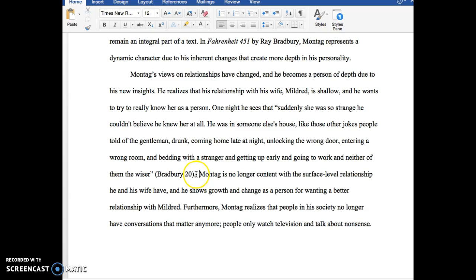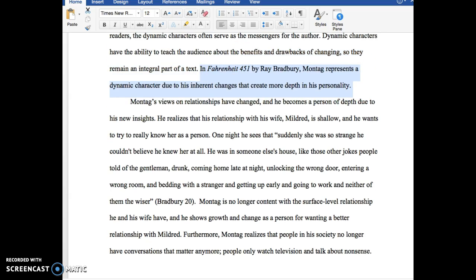After you use evidence to support your claims, you must analyze the evidence and make the connection. Do not simply restate the quote. The analysis here says, Montag is no longer content with the surface-level relationship he and his wife have, and he shows growth and change as a person for wanting a better relationship with Mildred. Notice that the writer is not explaining the evidence or restating the evidence. The writer is connecting the evidence to the development, to the topic sentence, which all connects back to the thesis.